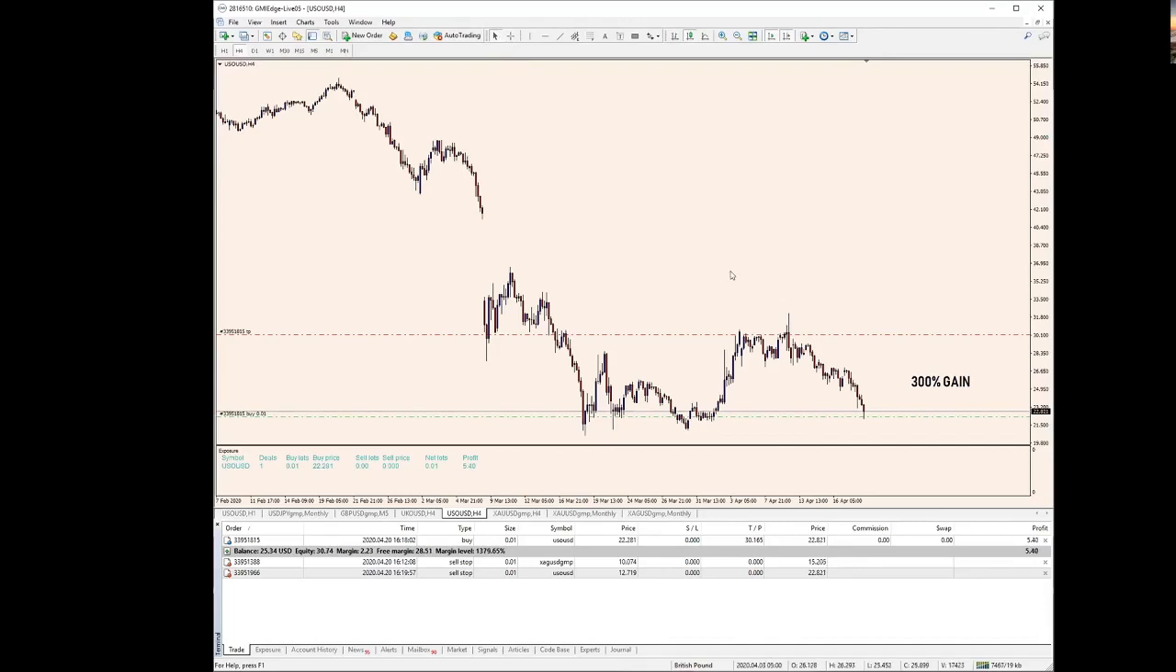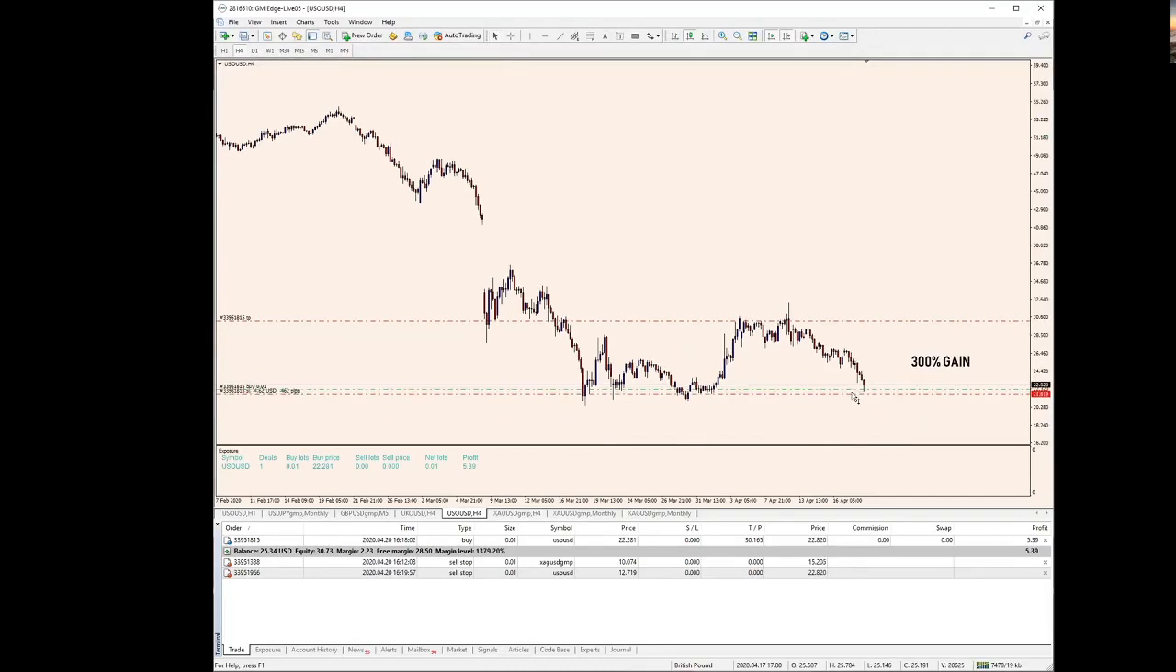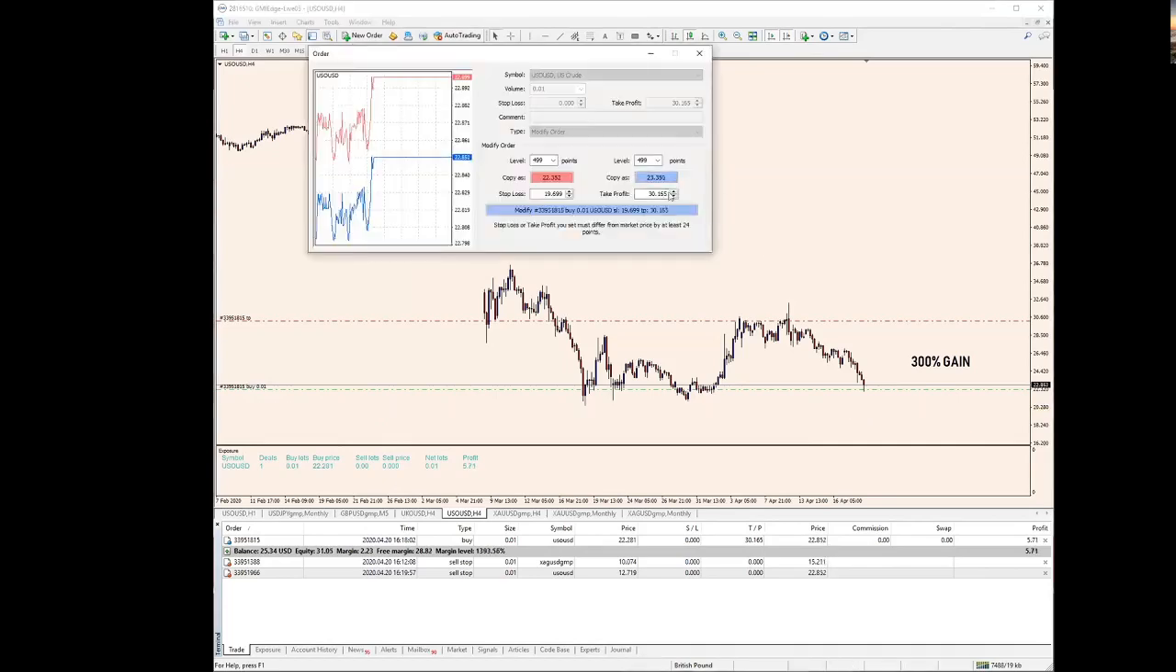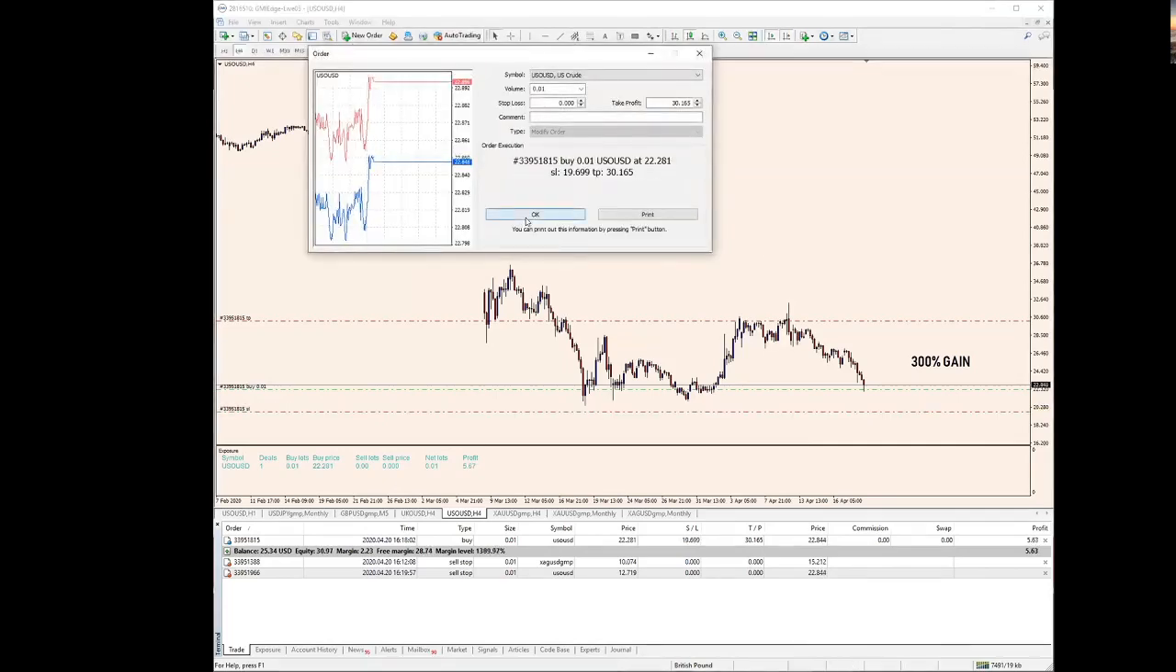Now you see the trade. How much can I really sustain? If I put my stop loss to, literally, if the price dropped to $19.69, my account will burst. So my ground zero should be somewhere here.